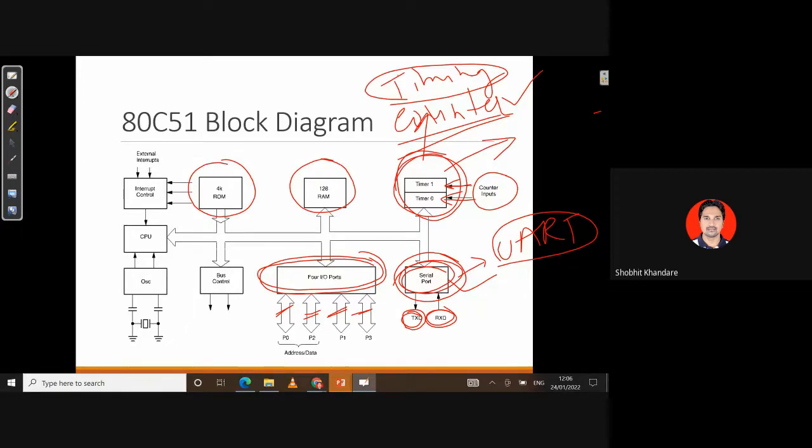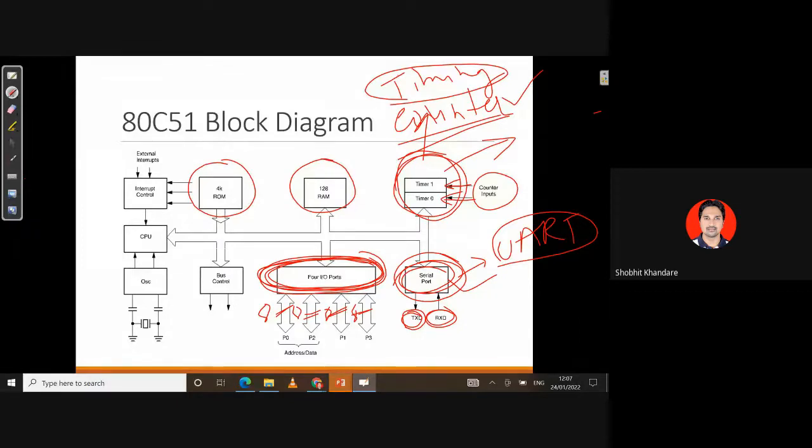इसका मतलब हर एक पोर्ट can receive or transmit data, 8 bit of data simultaneously. That is why this is called as a parallel transmission. इसमें 8 bit, इसमें 8 bit, इसमें 8 bit, इसमें 8 bit. Okay, so your parallel communication is done by the IO port, which is called as a P0, P1, P2, P3.